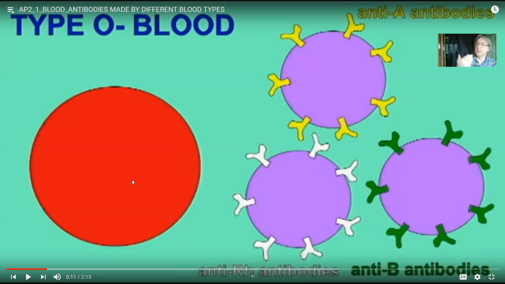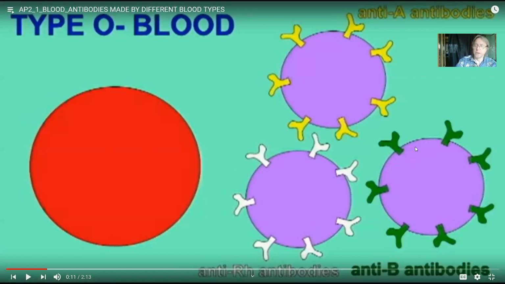If an individual is Rh positive, that means they make the Rh factor. That means that there will be white triangles here. If they don't make the Rh factor, then they won't have white triangles, then they would be Rh negative. So this individual is O negative. They're O because they don't have yellow or green triangles, and they're negative because they don't have white triangles. So that's what their red blood cells look like.